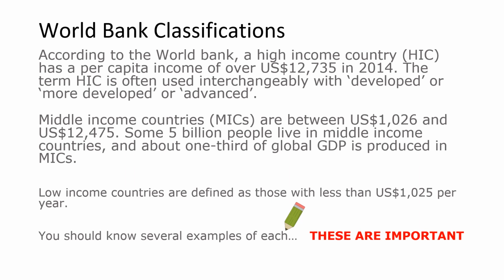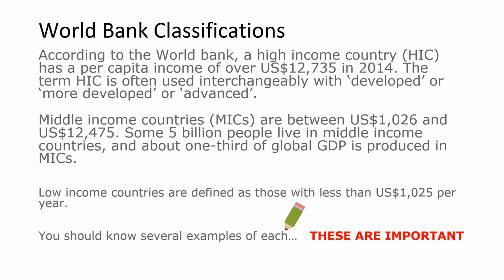So in terms of just looking at how we define a country being developed, the World Bank really goes based on an individual's income or the average income within a country. So according to the World Bank, a high income country, or an HIC, has a per capita income of over $12,735. This is as of 10 years ago. The term HIC often becomes interchangeably used with developed. The United States is a high income country.